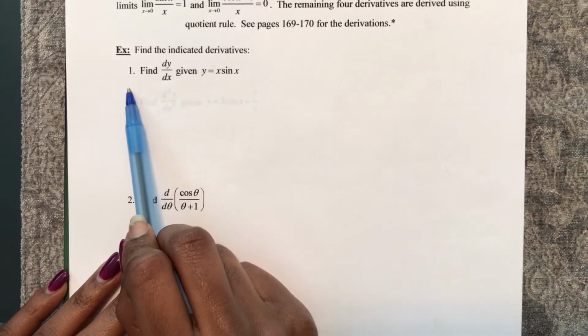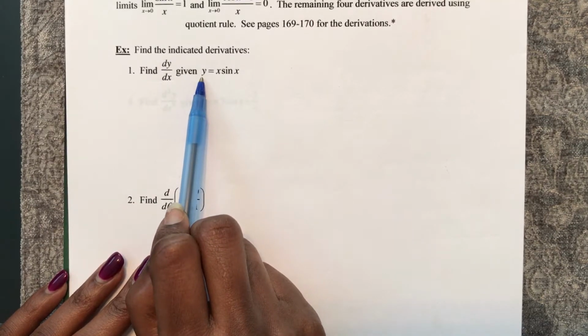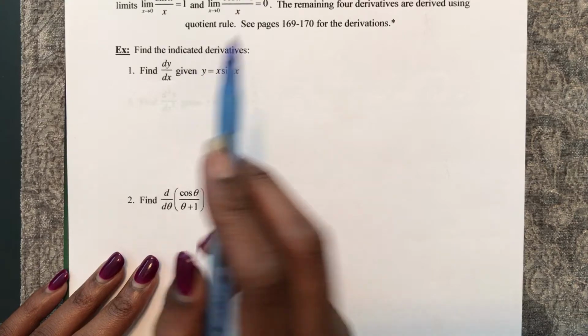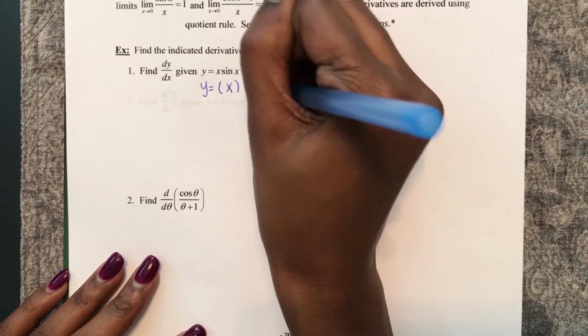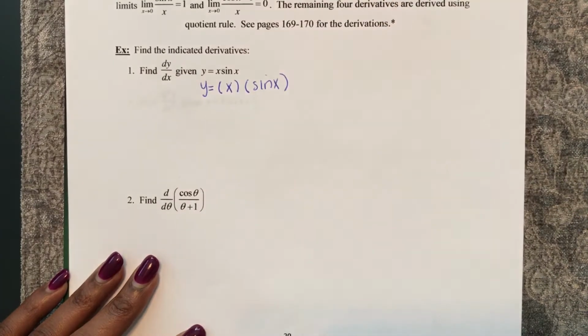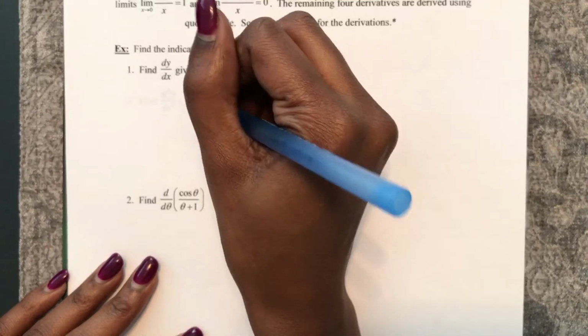So in number one, we're finding the derivative with respect to x, given that this is our function. So for me, I see this as the product of x and sine x. So in order to find the derivative, I will use the product rule.